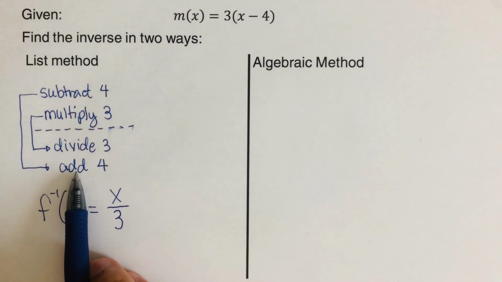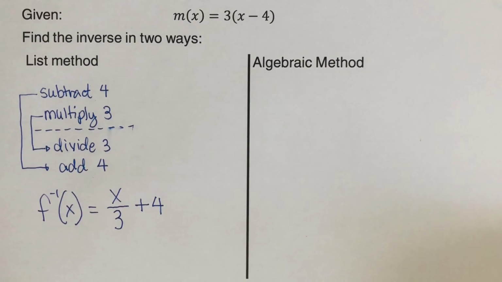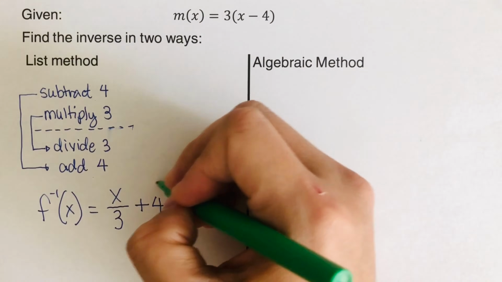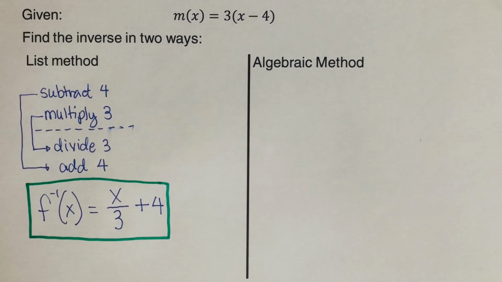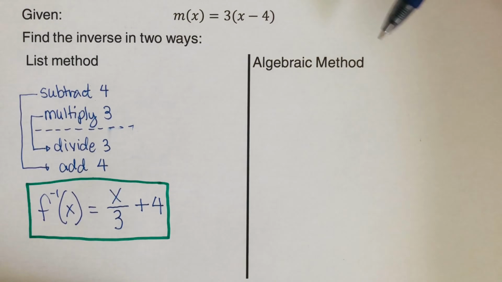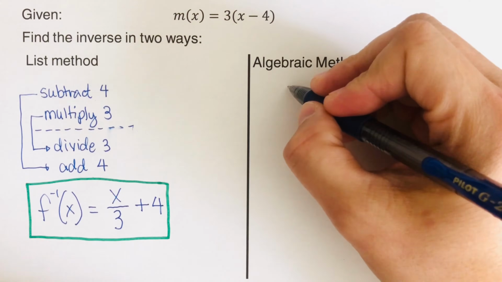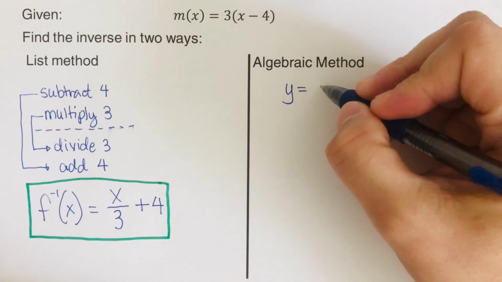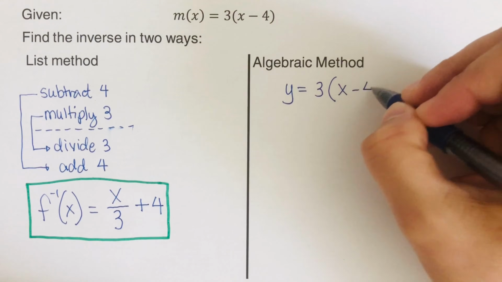And then I'm going to add 4. And this is the inverse. So this is the inverse using the list method. Now let's do the algebraic method. So again, the first step to do the algebraic method is to change m of x to y. So I can change this to y is equal to 3 parentheses x minus 4.